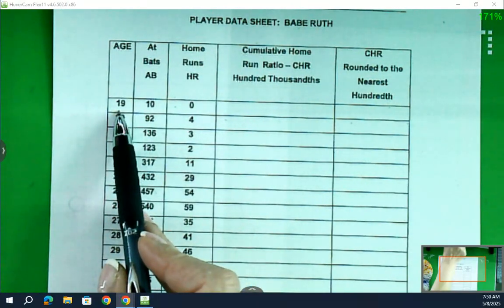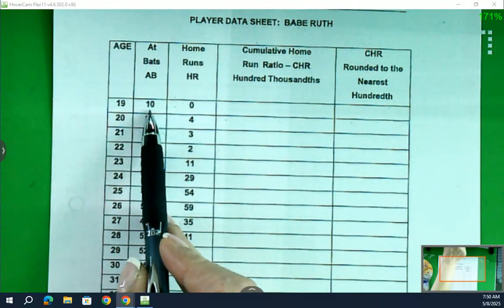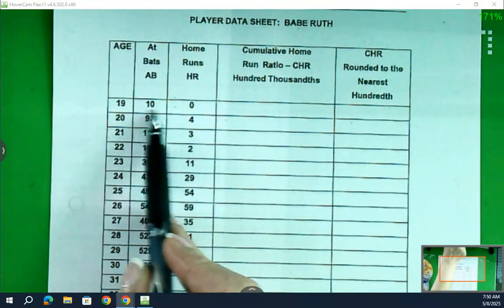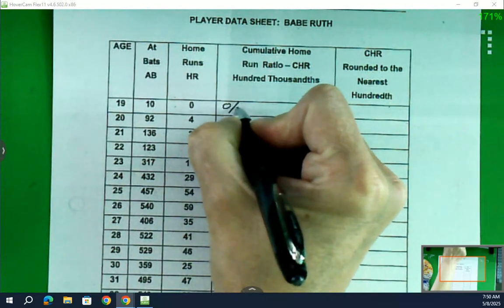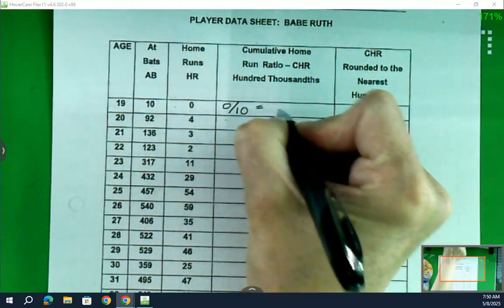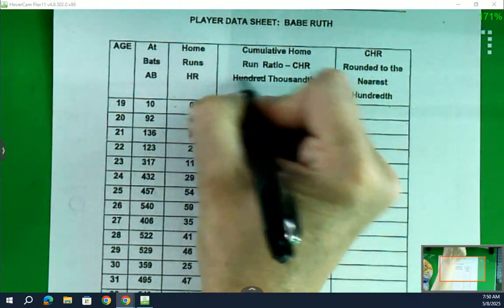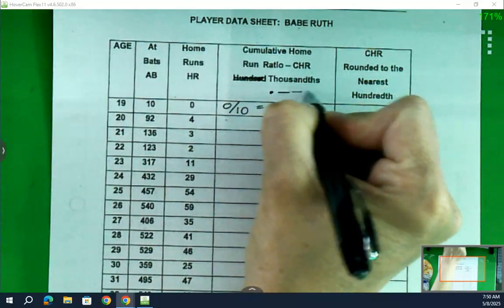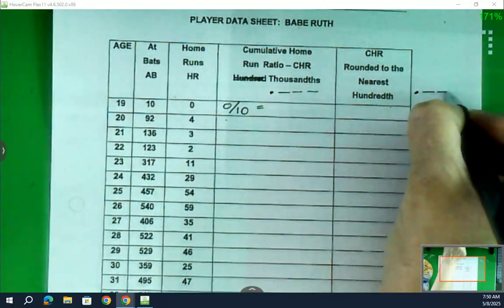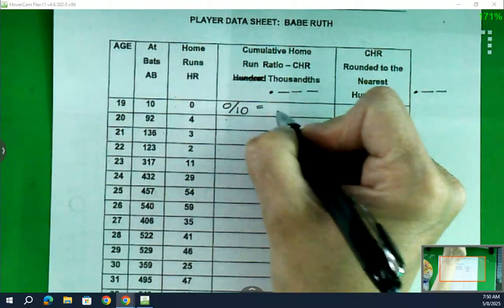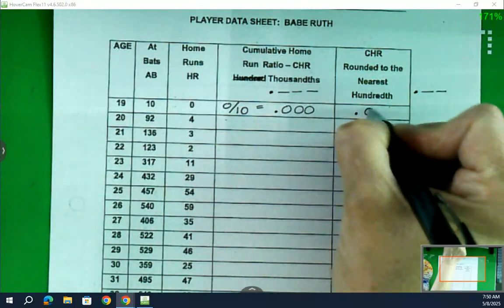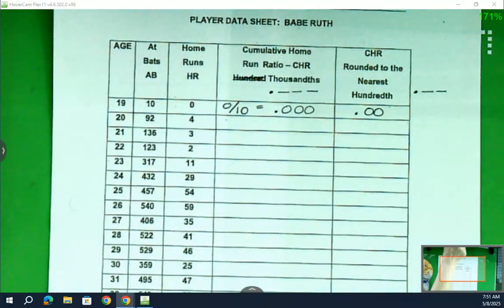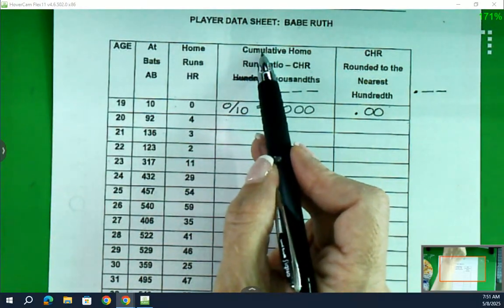information here at age 19, Babe Ruth was at bat 10 times and had 0 home runs. So 0 out of 10 home runs there. And instead of going to 100 thousandths, we really only need to go to thousandths to round to 2 decimal places. And then, of course, 0 divided by anything is just 0, 0.00. Okay, the word cumulative means over time.